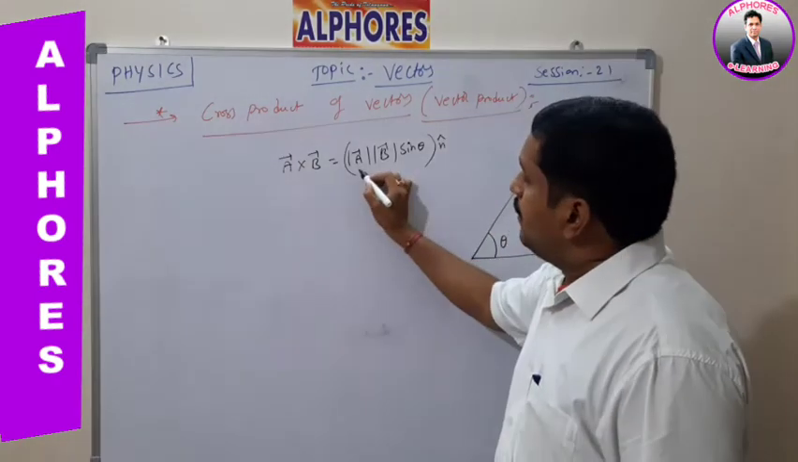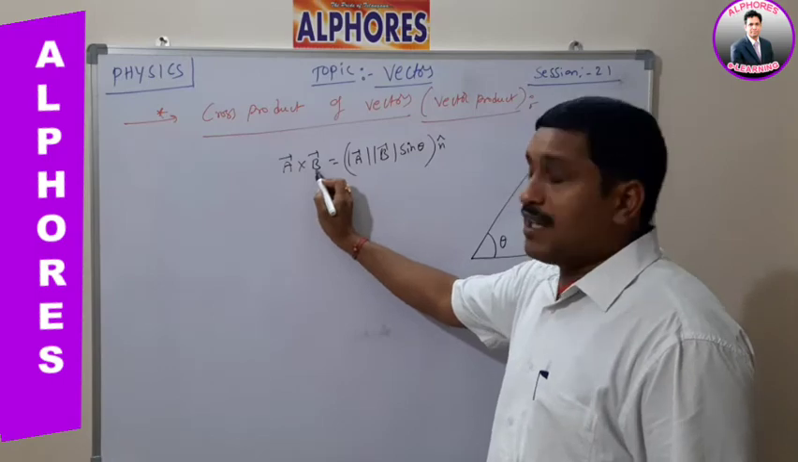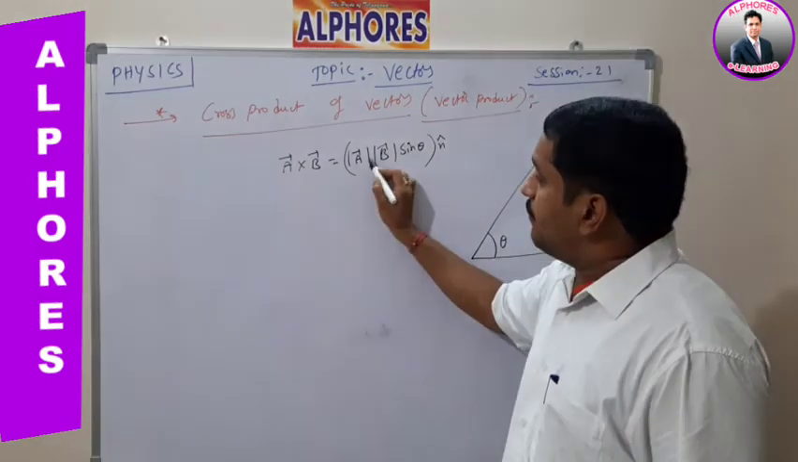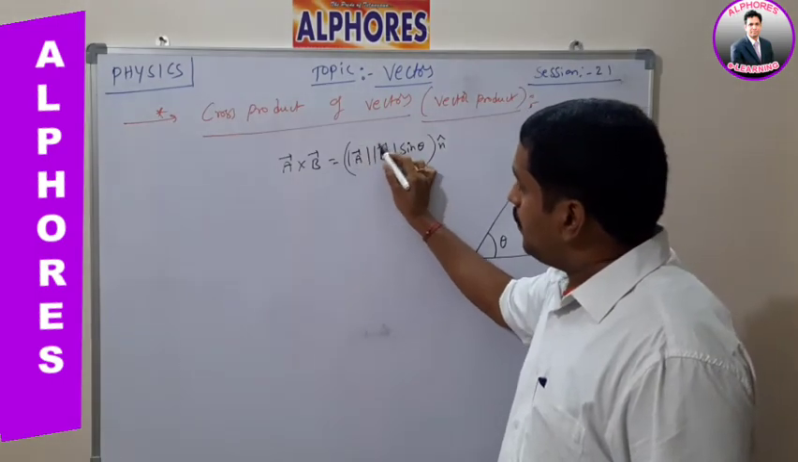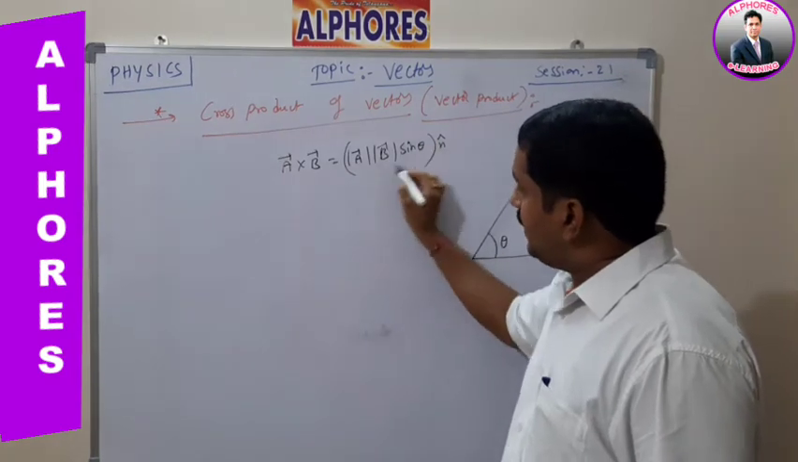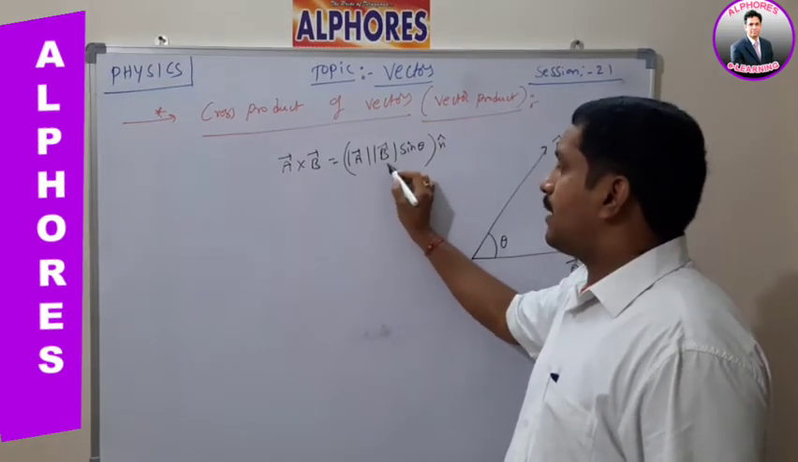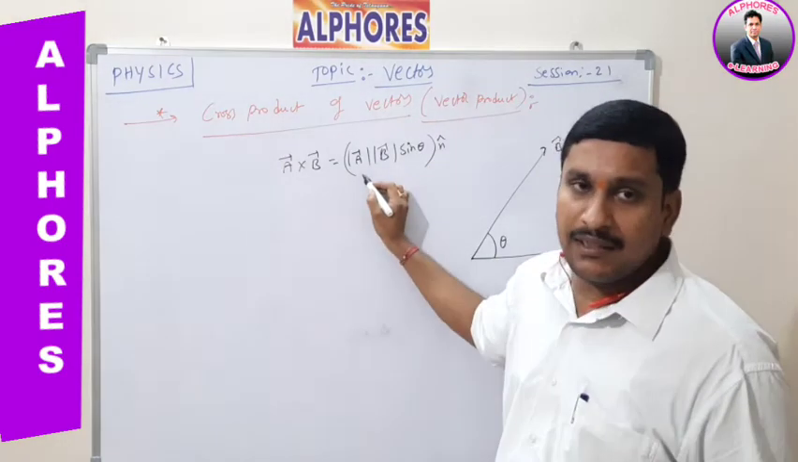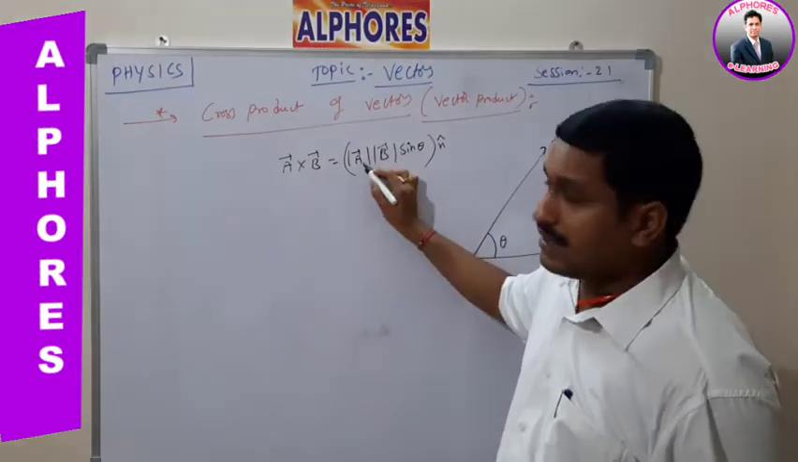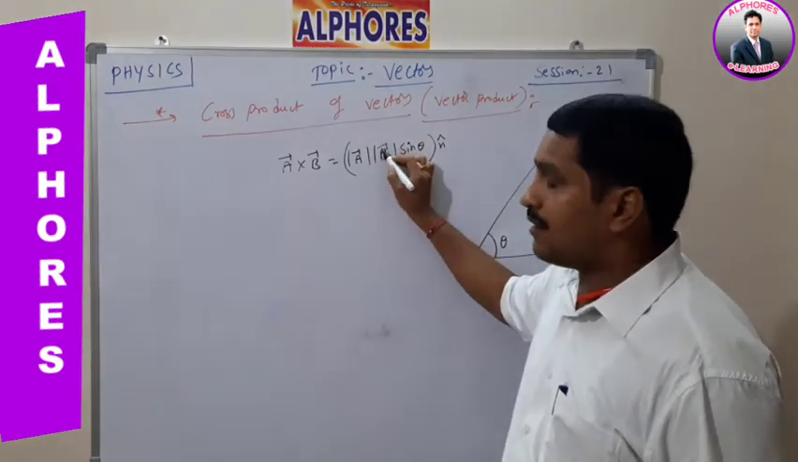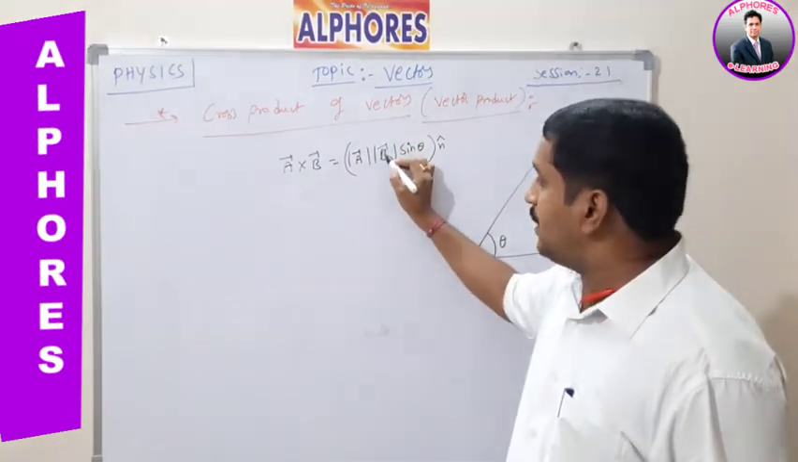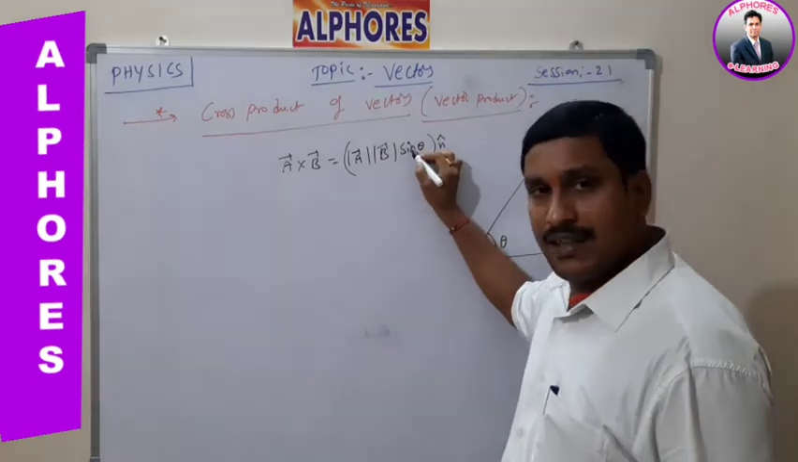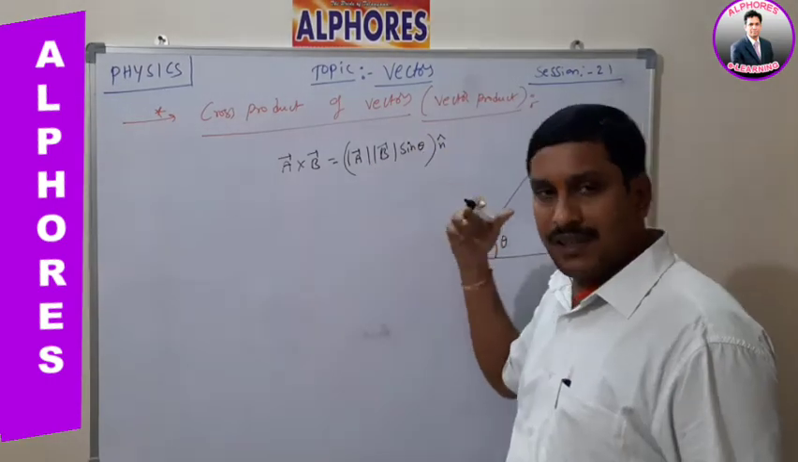Here listen carefully. The cross product of two vectors is always a vector. Why? Magnitude of A bar, magnitude of B bar and sine of the angle between them: the product of these three terms becomes a scalar. Why? Because the magnitude of any vector is also a scalar, as it has only one magnitude. Sin theta is also a scalar. Scalar into scalar into scalar is nothing but a scalar.